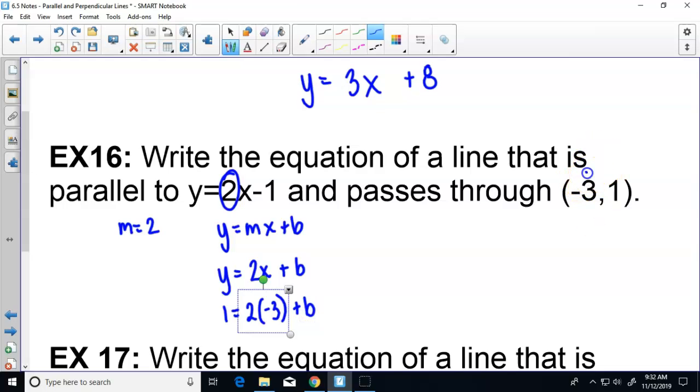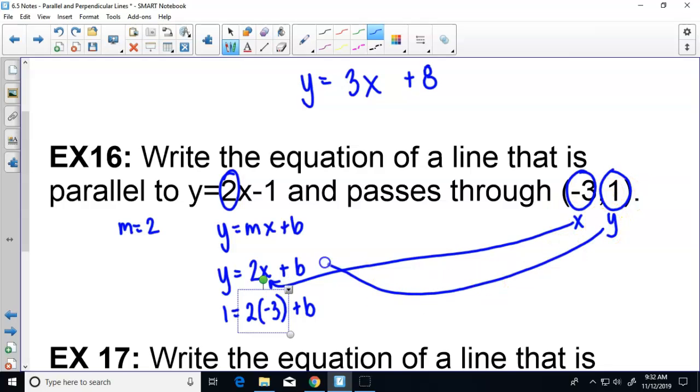So we know it passes through these points, and that's an x-coordinate and a y-coordinate. So we put our x right here, and we put our y right here. And we're just going to plug that in and solve for the b, like we did on several of the other problems that we did. So 1 equals negative 6 plus b. How do I get that b by itself? Add that 6. And so I get 7 for my b.